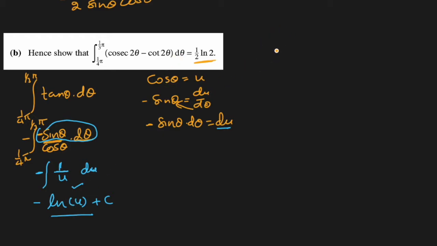So our integration which we left here will be this, from 1 over 4 pi to 1 over 3 pi. Now we got our integration already, it is already integrated, so we don't have to write the integration part now. We will write straight away the solution, minus natural log of cos theta. Yeah, u was cos theta, that's why plus c, from 1 over 4 pi to 1 over 3 pi.